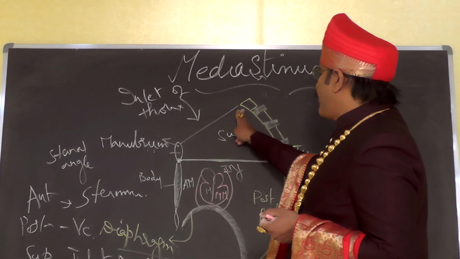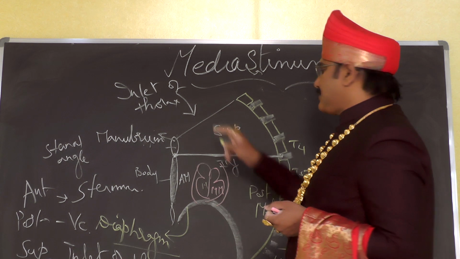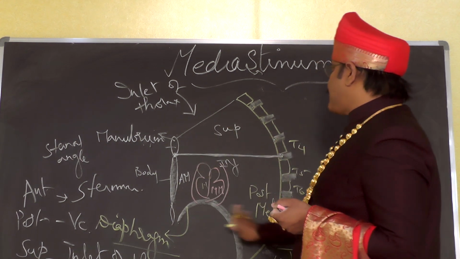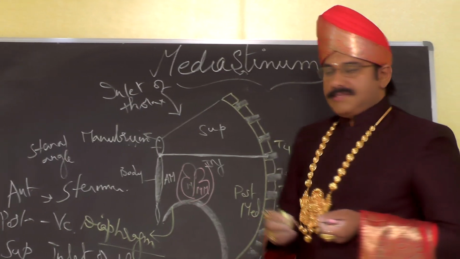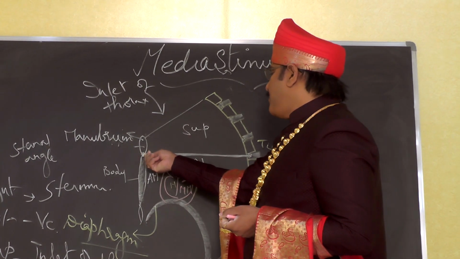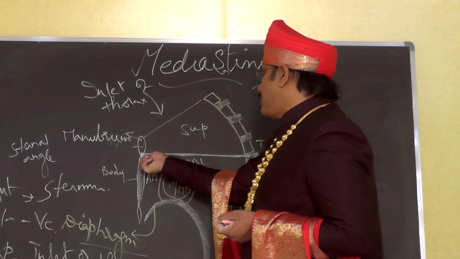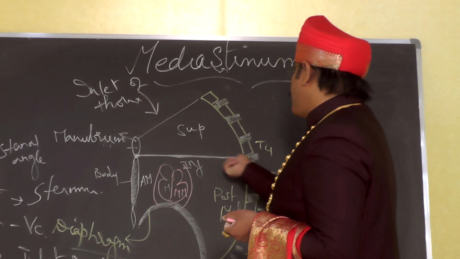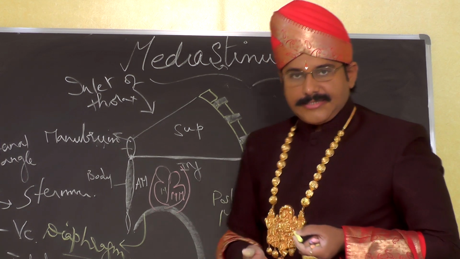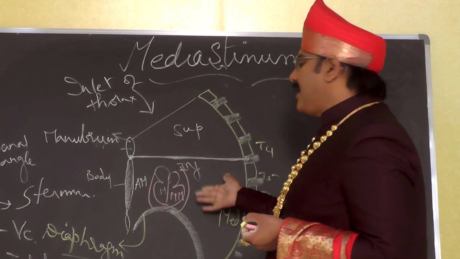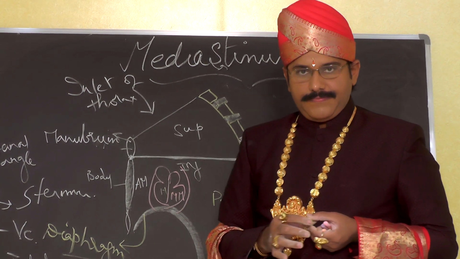Now, superiorly what do we have? The inlet of the thorax. So this entire portion is called the mediastinum. Now, coming to the divisions. An imaginary transverse line, which is drawn from the sternal angle to the lower border of the fourth thoracic vertebra, divides the mediastinum into superior and inferior mediastinum.